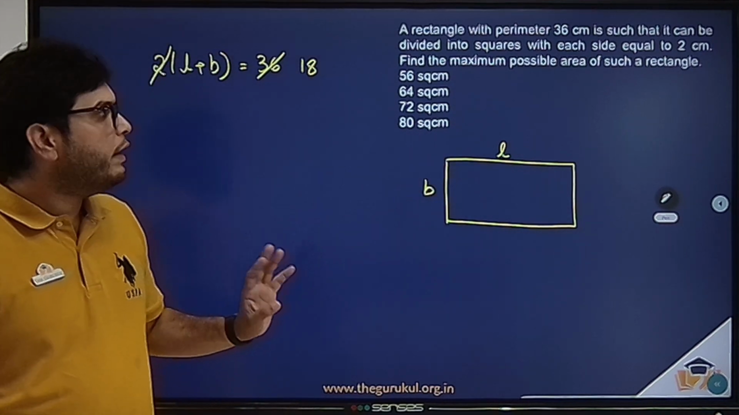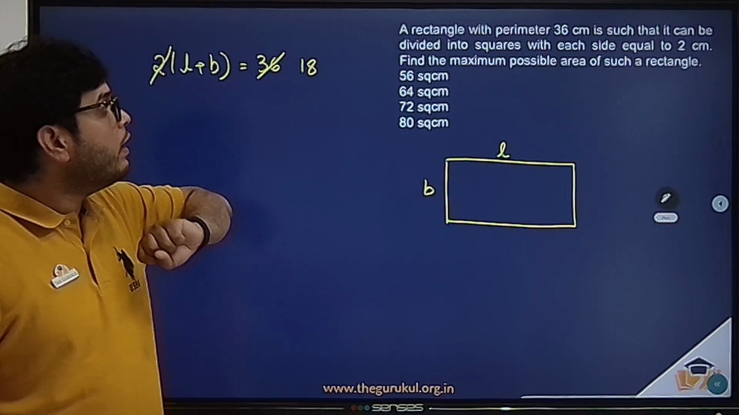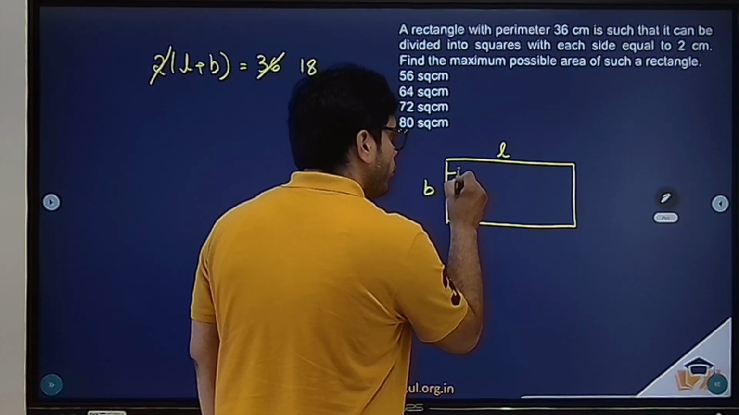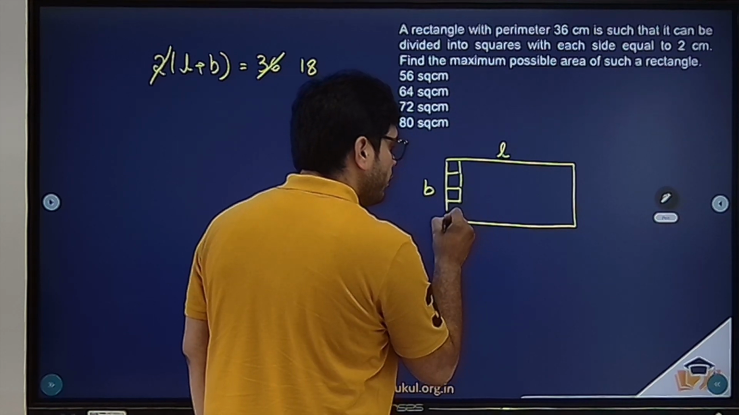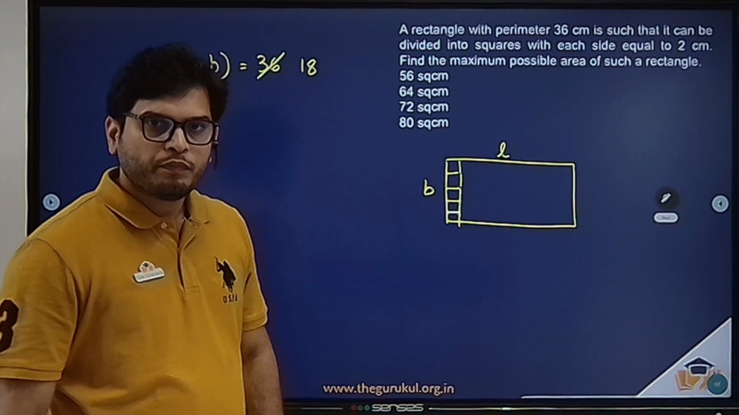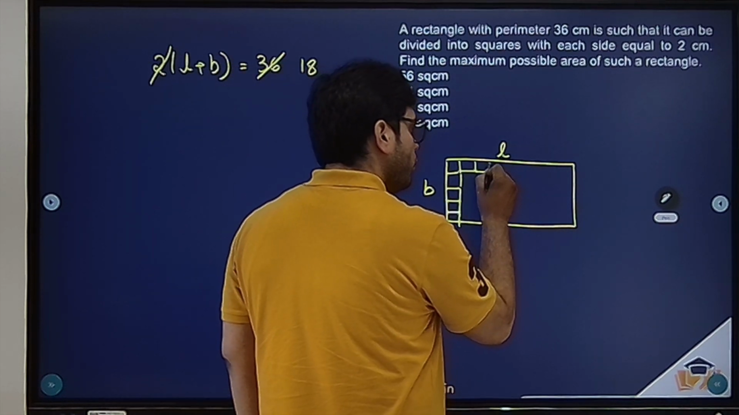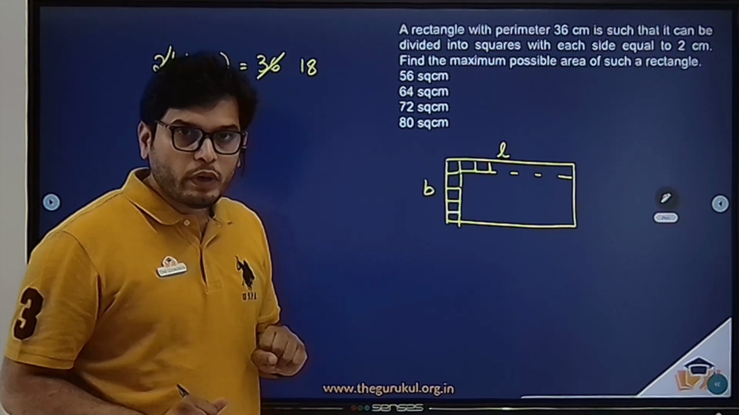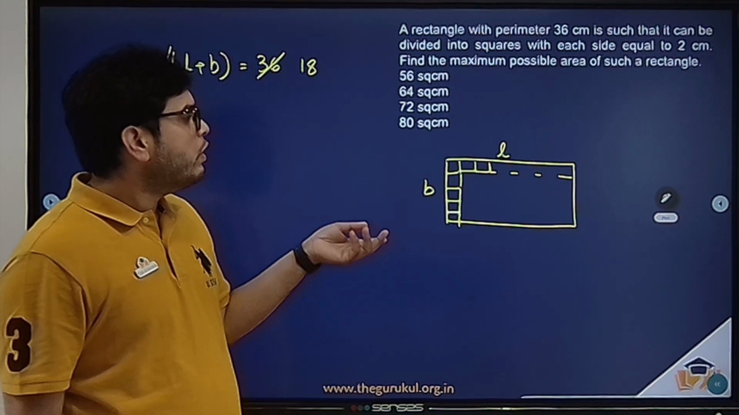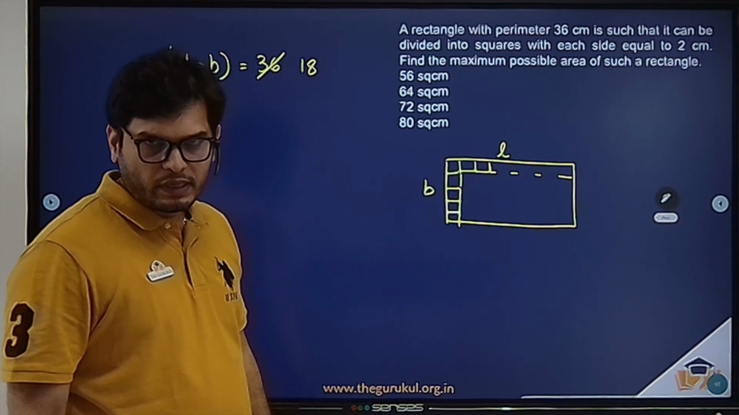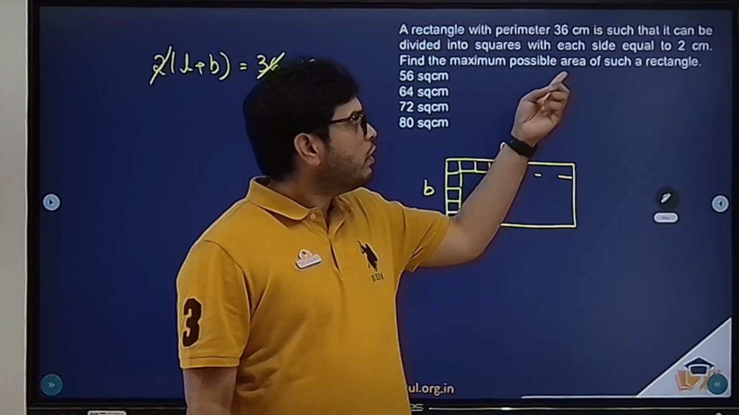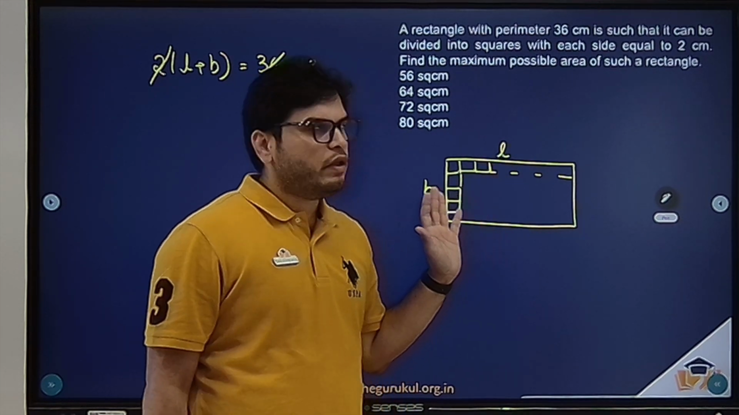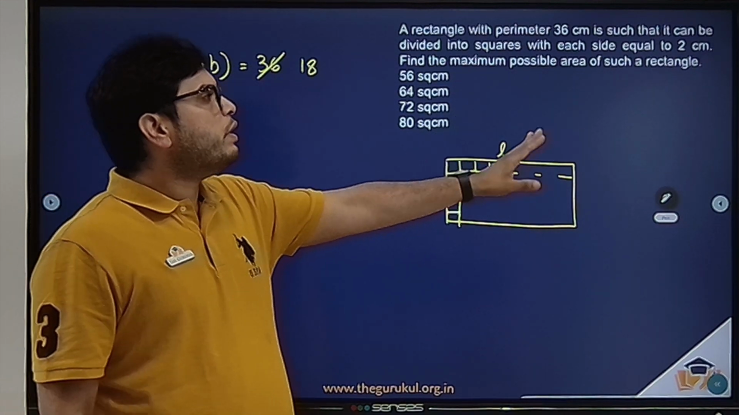L plus B is equal to 18, and this rectangle can be divided into squares with each side equal to 2 centimeter. So 2 centimeters, 2 centimeters, 2 centimeters and 2 centimeters, right? And similarly like this. So this tells me that L and B, they have to be even only, right? L and B cannot be odd, because if the length of L is 9 centimeters, for example, then you cannot form squares of side equal to 2 centimeters. So L has to be even and B has to be even. Okay. Now find the maximum possible area of such rectangle.